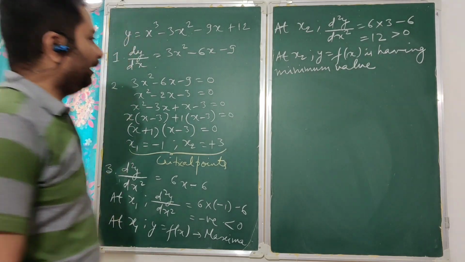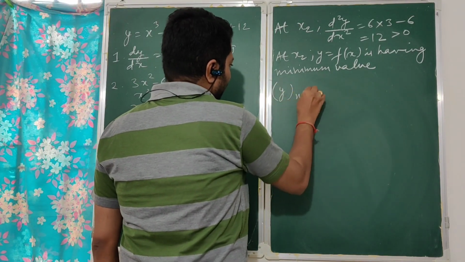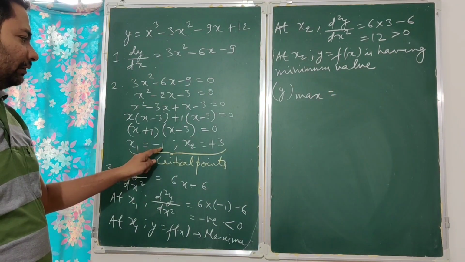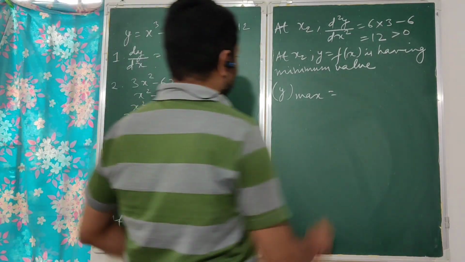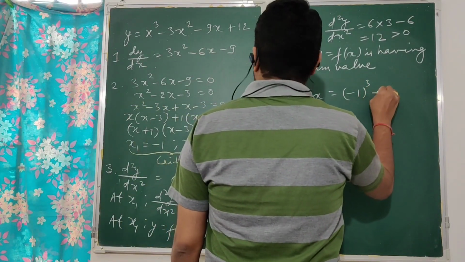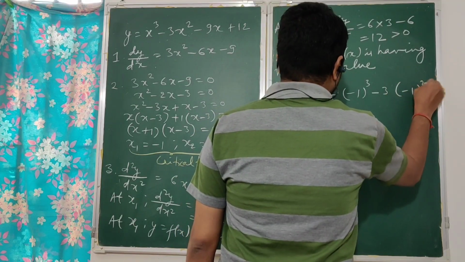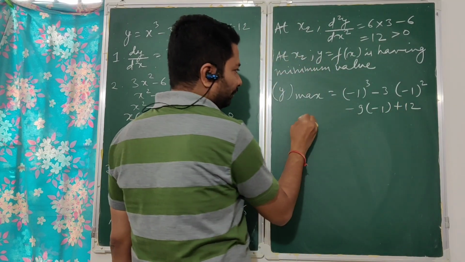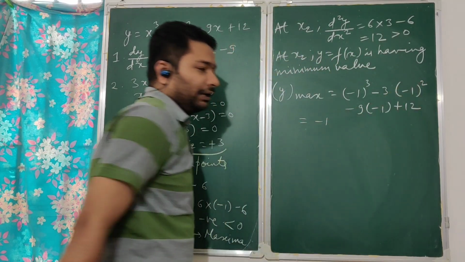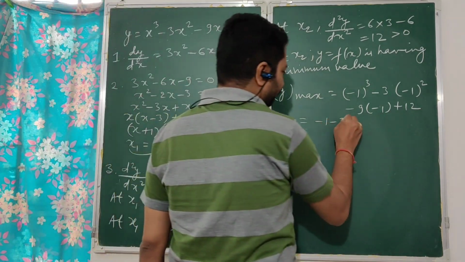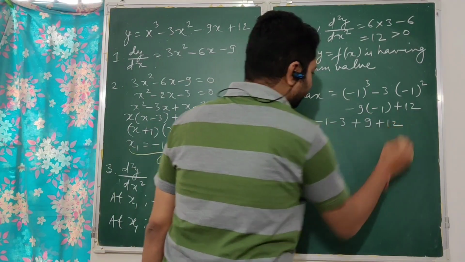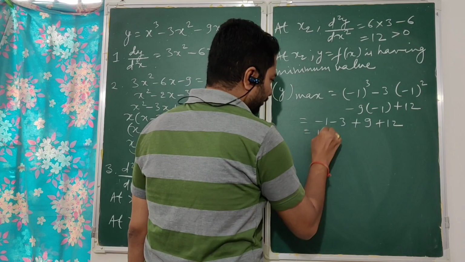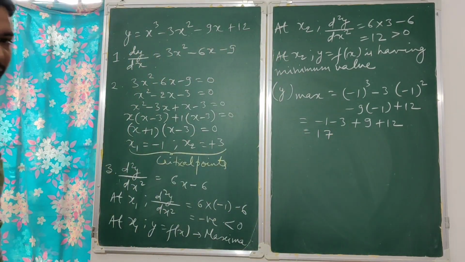So now what is the maximum value of this function? y max. It is at x1, that is x is equal to minus 1. So we will put here minus 1. So we will get (minus 1) cube minus 3 into (minus 1) square minus 9 into (minus 1) plus 12. So how much will you get? Minus 1. Minus 1 square is 1. 1 into minus 3 is minus 3 plus 9 plus 12. 12 minus 4 is 8. 8 plus 9 is 17. So this is the maximum value of the function.